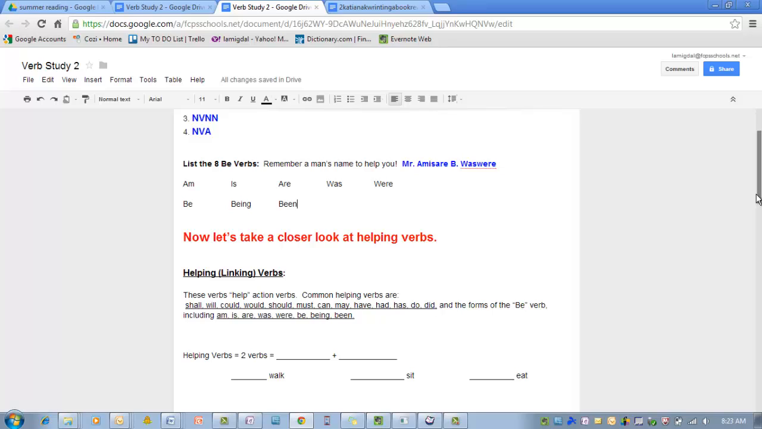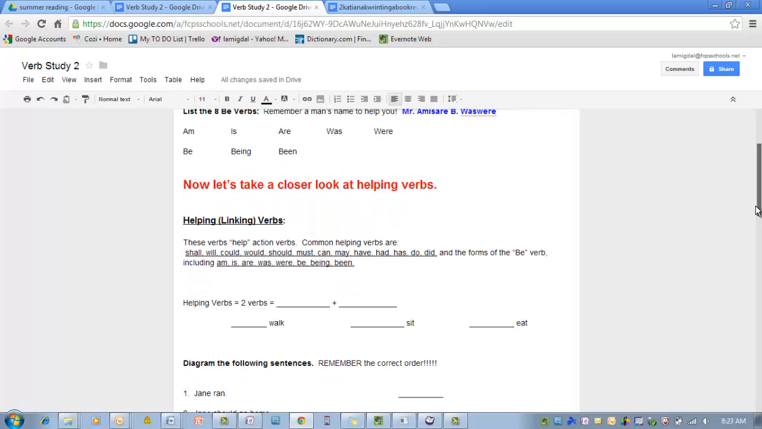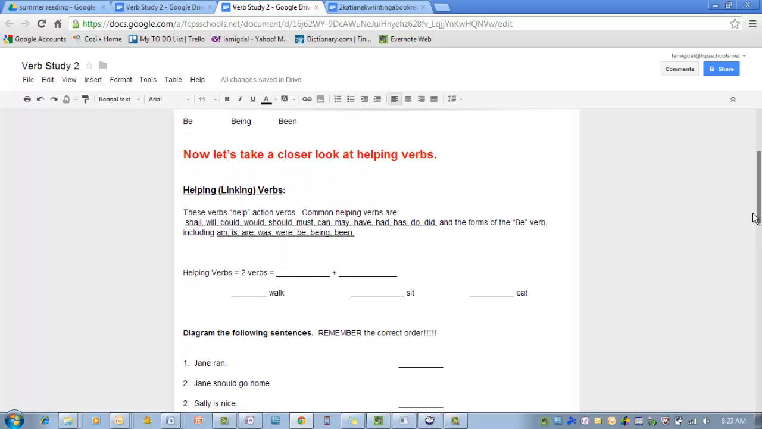Now let's look at helping verbs. I threw in a couple last week and they confused you a little bit. Helping verbs. These verbs, as it says here, help action verbs. Some common ones are shall, will, could, would, should, must, can, may, have, had, has, do, did. And then the be verbs can also be helping verbs.